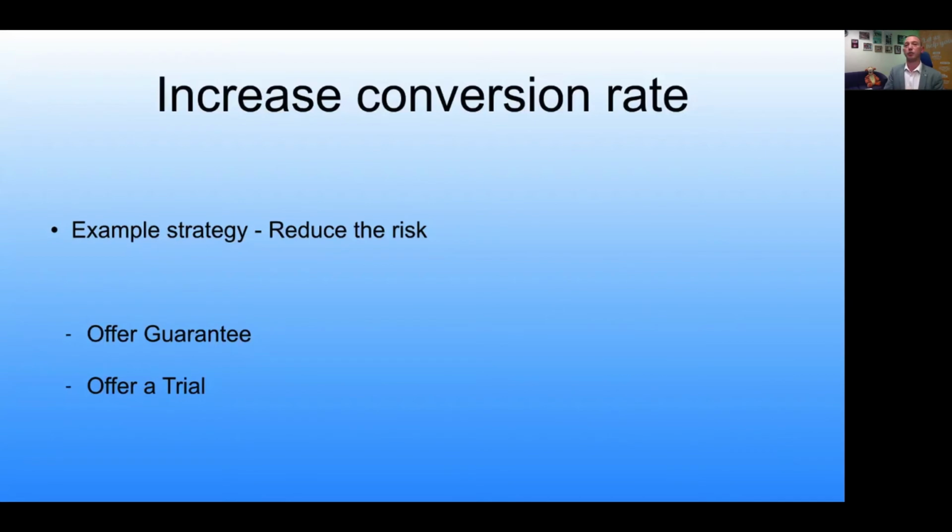Two examples here. One is to offer a guarantee. If you're not happy, we'll give you 100% of your money back. Or if you're not happy, we'll do this. If you're not happy, we'll do that. That's showing the level of confidence that you've got, and I'm referring to you as in the business owner that you're working with, in what you do.